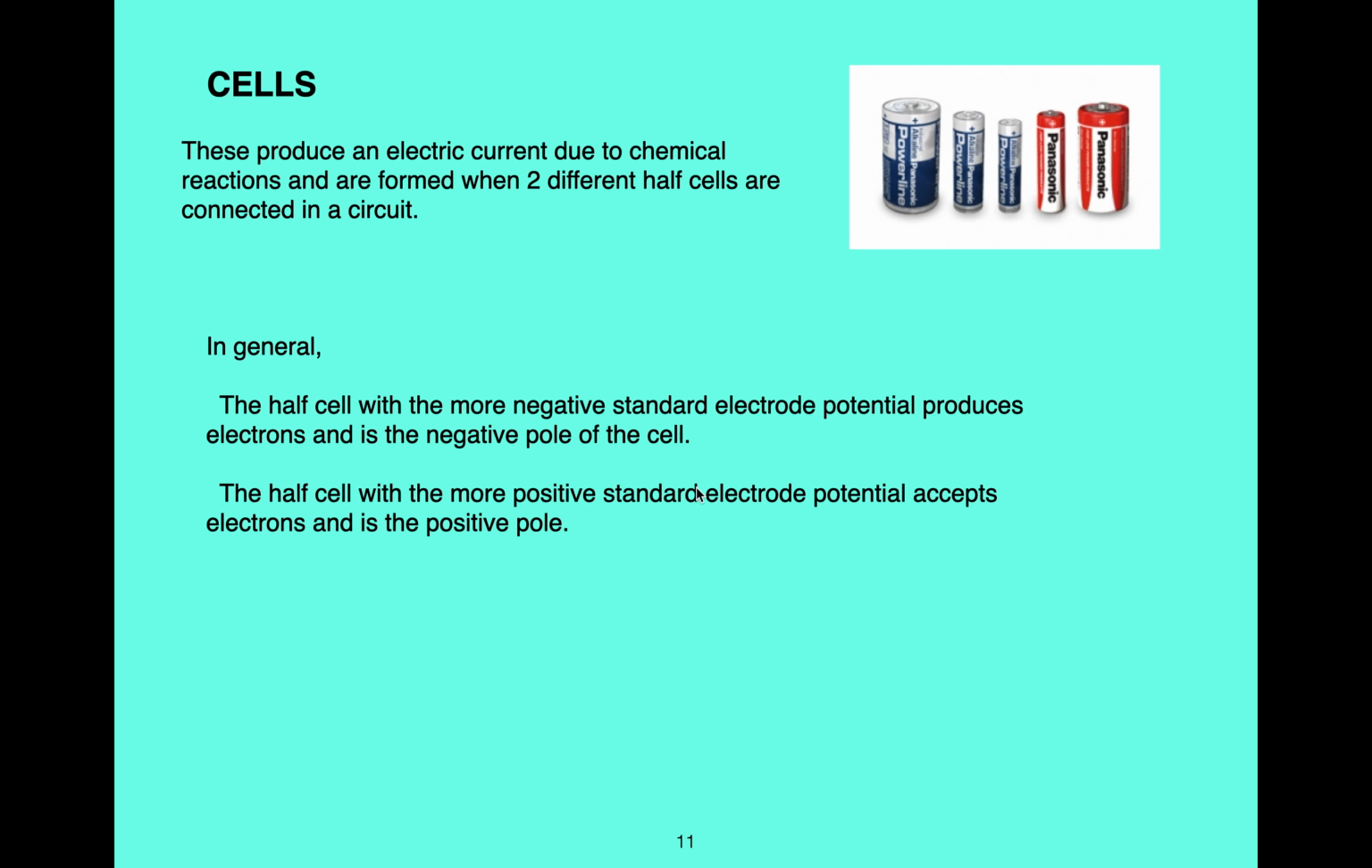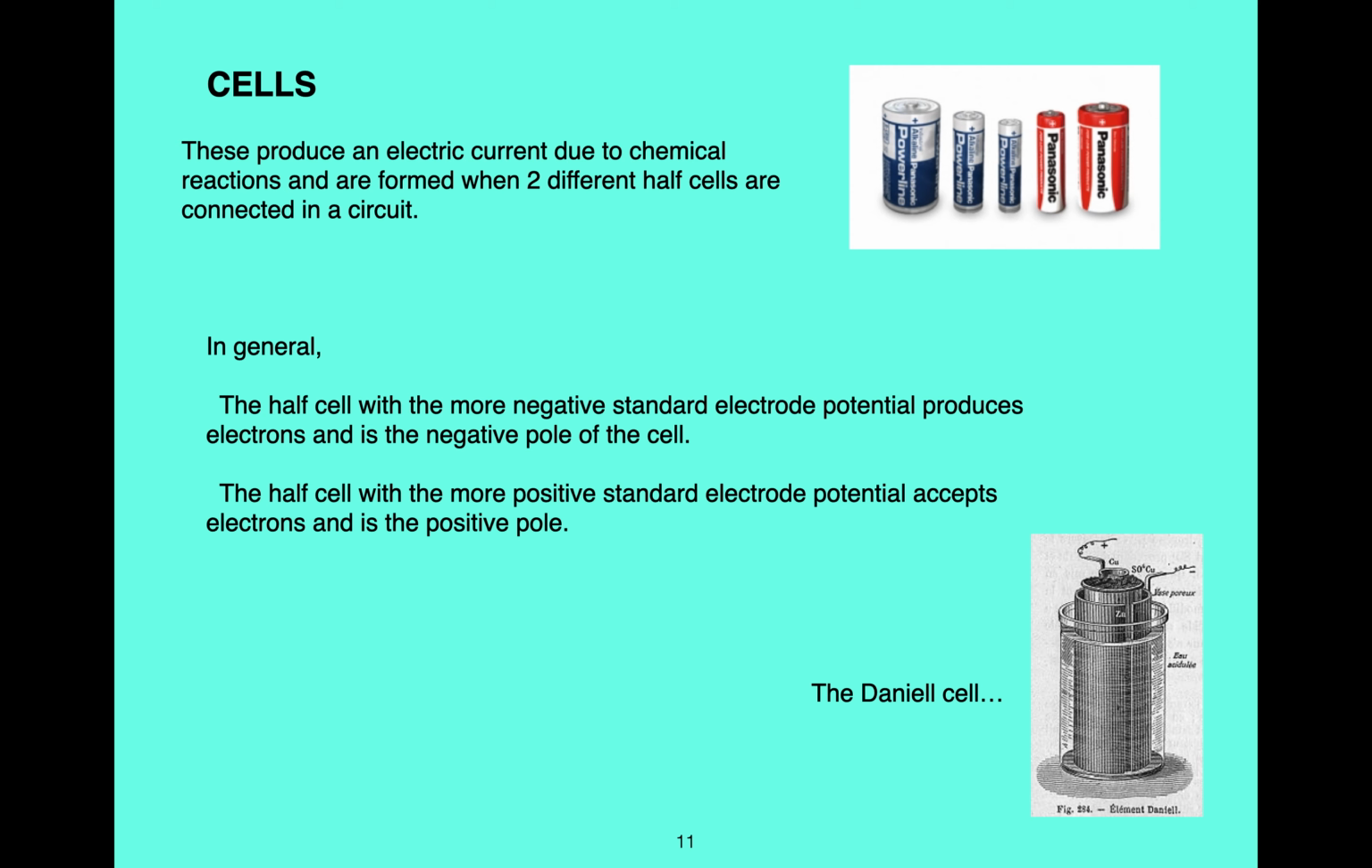Okay? So the more negative is the negative pole of the cell. The more negative is the negative pole, and electrons flow in the circuit from the negative pole to the positive pole. The more positive accepts the electrons.